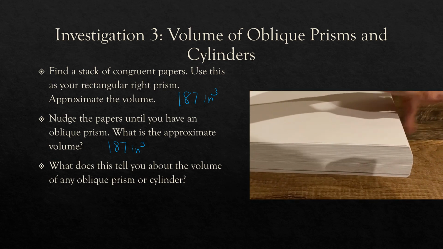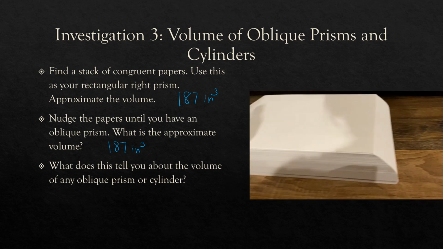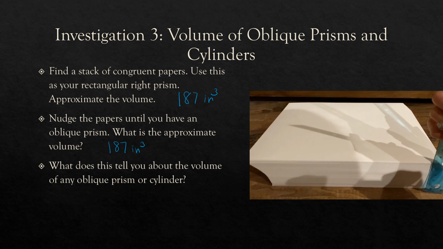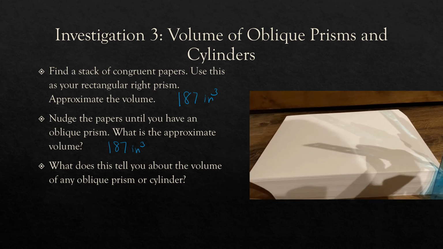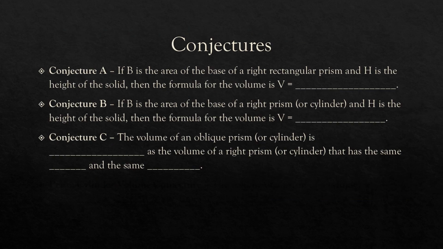Watch this as we make this an oblique prism. The volume of those papers didn't change. We didn't add or take away any paper. We could still calculate the volume in the same way. So our third conjecture is the volume of an oblique prism or cylinder is the same as the volume of a right prism or cylinder that has the same base and the same height.